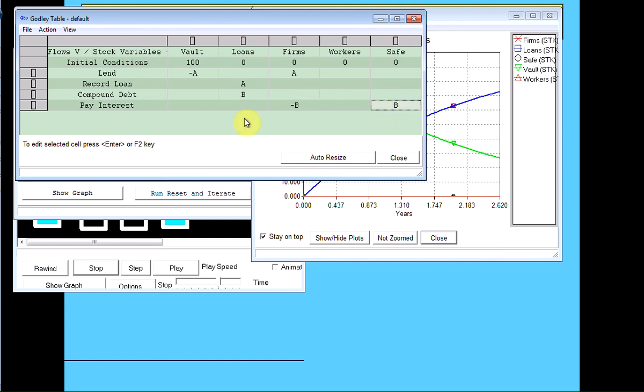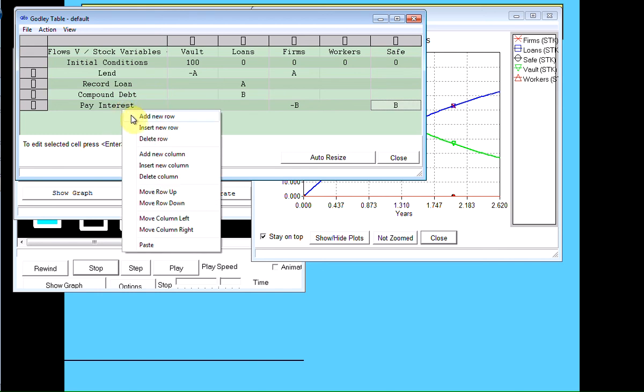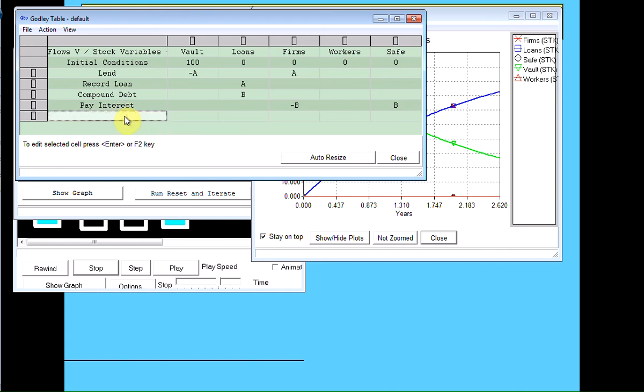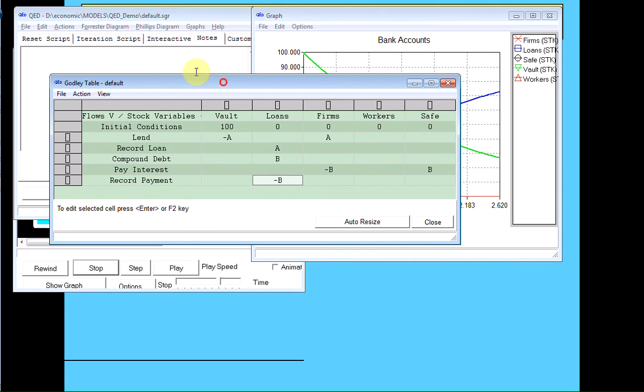And then if that's done, the firm then records, well, okay, you've paid that up, so you record the payment of interest, which means you subtract B from the amount shown as outstanding in the loan account. I'll just save this.